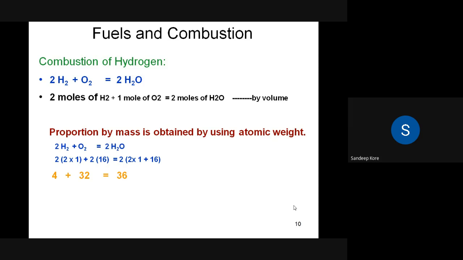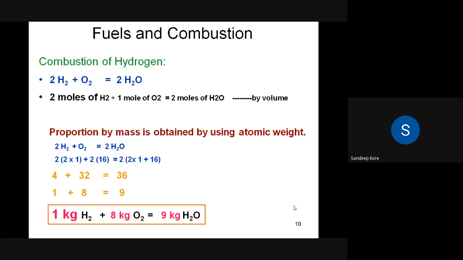So if you observe, there is a mass balance. On the reactant side, we have 36. On the product side, we have 36. Now we divide this by 4. So 4 by 4 is 1, 32 by 4 is 8, and 36 by 4 is 9. So 1 plus 8 is equal to 9. The meaning of this is that 1 kg of hydrogen requires 8 kg of oxygen, and it is going to form 9 kg of water. So this is the reaction of hydrogen with oxygen.